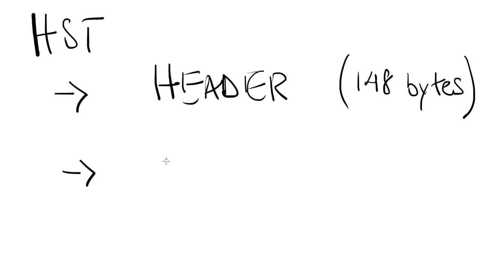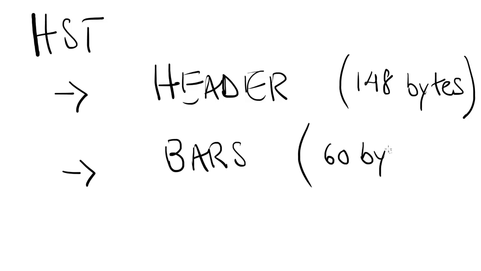Anything that follows the header is bars, structures containing bar information, and each bar is 60 bytes long. So an HST file at the end of the day is a box that contains two main kinds of things. The first is the header, which is at the very beginning of the file, and any structures found after the header, if they are 60 bytes long, which they will be, constitute bar structures.